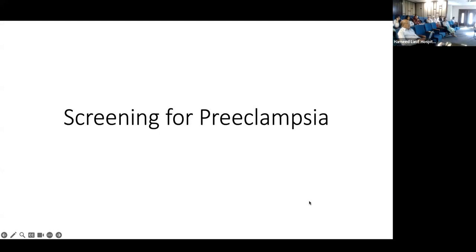Screening for preeclampsia. Now, this is an important topic because it has now been shown that instead of being caught unawares at 32 weeks, and suddenly you find that there is compromised growth of the fetus and the blood pressure, and we see that there is IUGR, and the patient is developing higher blood pressure and all that.